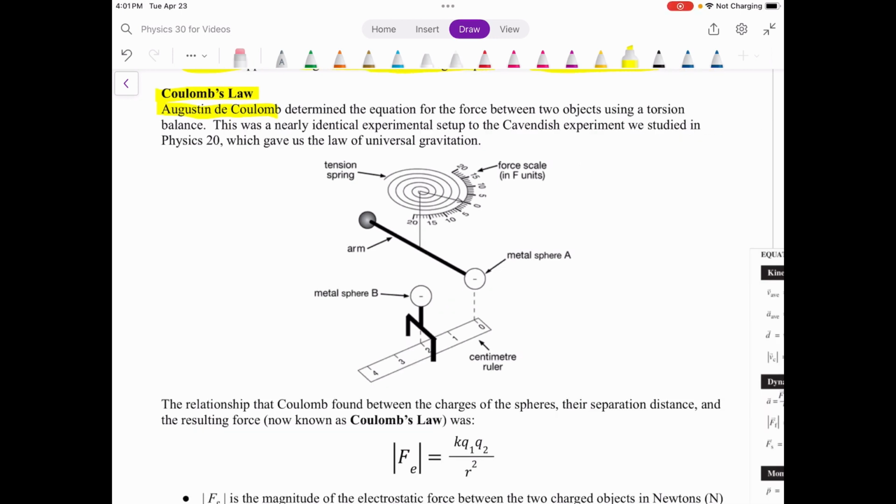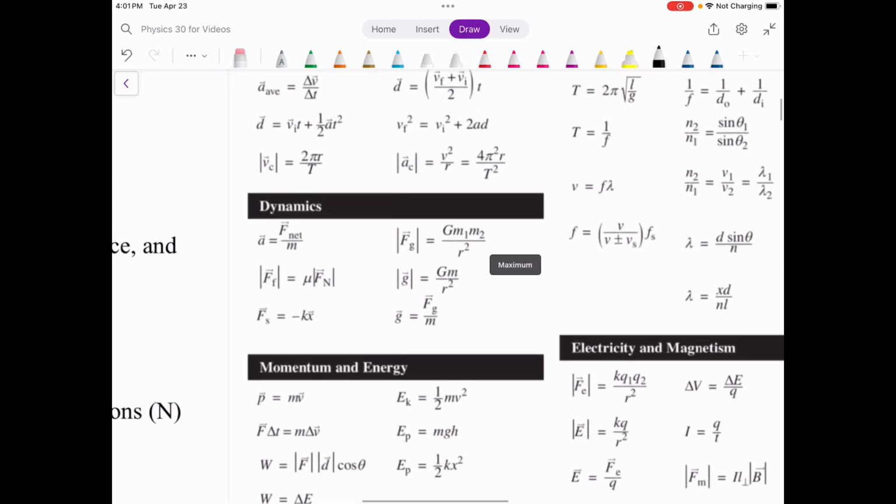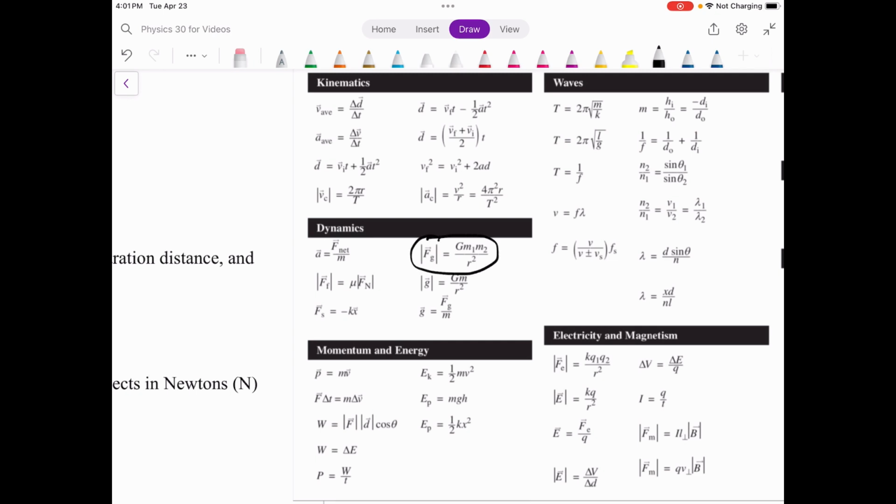So he determined the equation for the force between two charged objects using what's called a torsion balance, which you've actually seen before in Physics 20. It's pretty much the exact same experimental setup as the Cavendish experiment. Do you remember that one? That's the one that gave us the law of universal gravitation. That is this equation here. Fg, the force of gravity, is equal to the gravitational constant times the masses of the two objects that are exerting a force of gravity on each other divided by the distance between them squared.